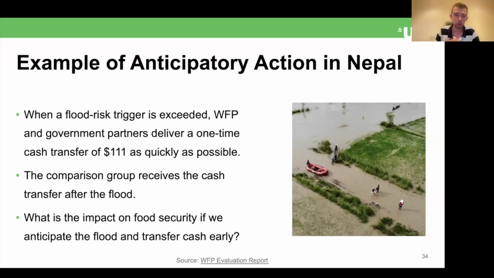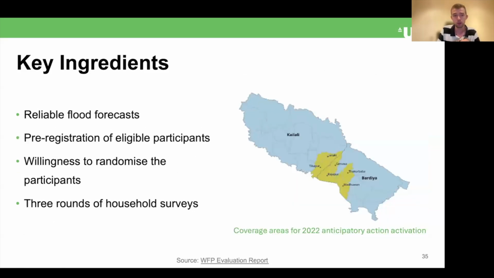Now, the comparison group here receives the cash transfer after the flood. Okay, so like the 2 weeks later, what I just mentioned, and the question here is then, what is the impact on food security if you anticipate a flood and the transfer of cash is done earlier? Now, like I said, this is in the context of Nepal, specifically these areas here on the map on the right-hand side. And what you need is a reliable flood forecast.